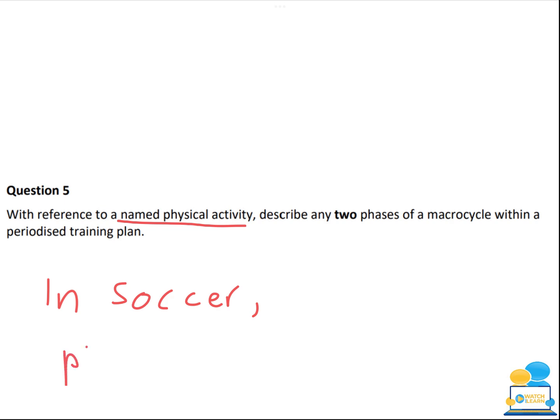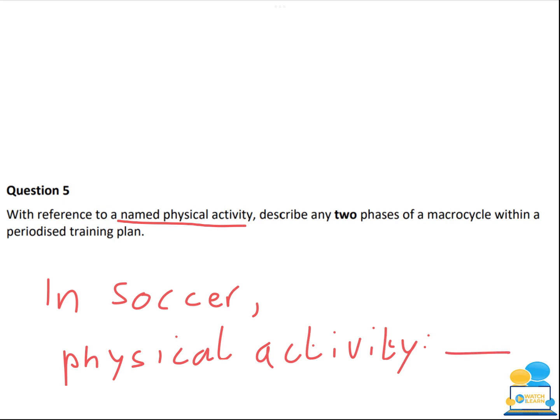Sometimes they will have physical activity actually written in the space where you're to write your answer, and then you can just write it beside it, but very often you have to name it, and make sure you do name it. Describe 2 phases of a macrocycle within a periodized training plan. Okay, so we're talking about macrocycle.